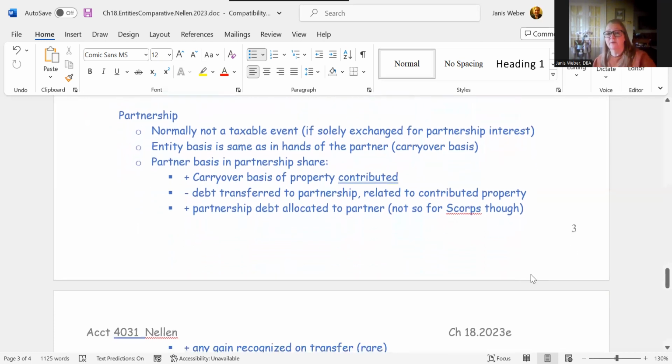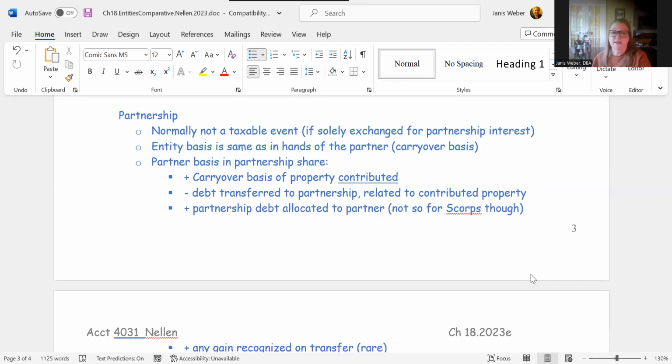If you're moving assets from an individual into a partnership, it's normally not a taxable event. If the assets are exchanged for a partnership interest, the entity's basis would just carry over. It would be the same as it had been in the hands of the partner. And then, as you know, there are some exceptions. Well, not really exceptions, because we're talking about property.